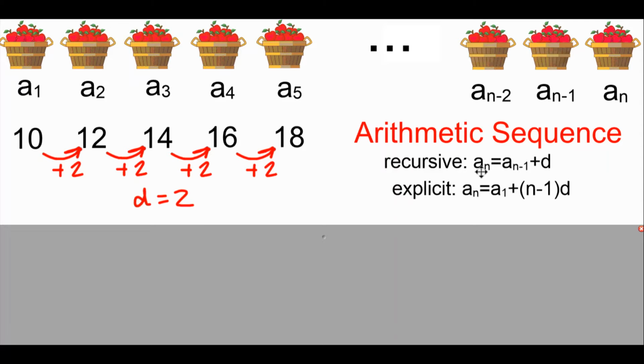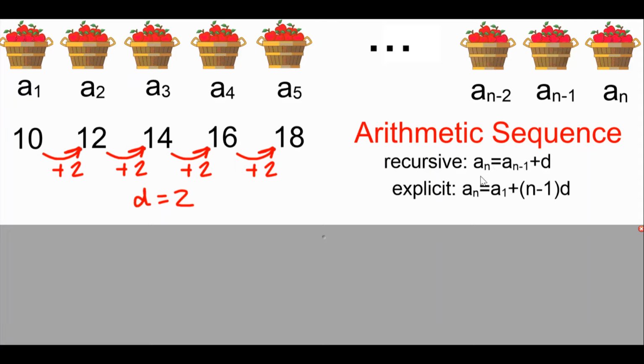So we had two different formulas, recursive and explicit, and recall recursive was where we tried to find the nth term using the n-1 term. What that means is we're trying to find some bushel of apples way off into the future. Maybe it's the 99th bushel or the 57th bushel. But in order to do that recursively, you have to know the 98th bushel or the 56th bushel. In order to find the 100th term, you have to know the 99th term. That's how this formula works.